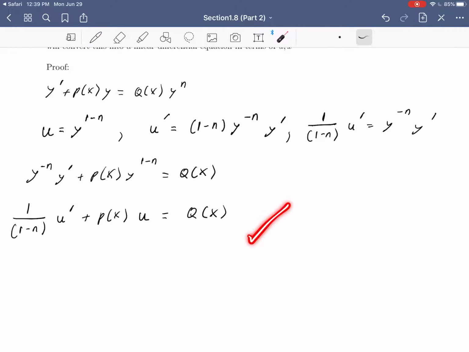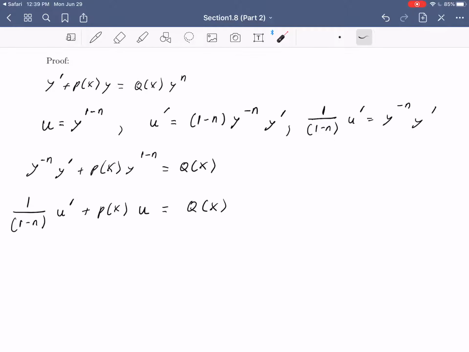We could put our check mark or our QED or whatever we like, because this is certainly linear in terms of the variable u, because notice that our u is the dependent variable. There is no function of u or any of its derivatives, and they are in separate terms.